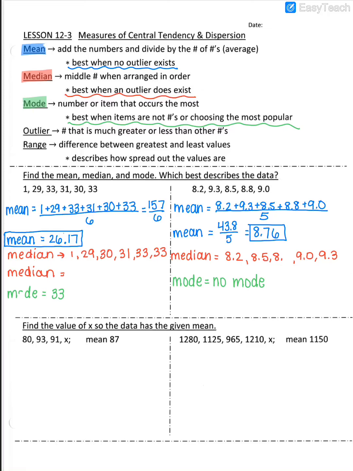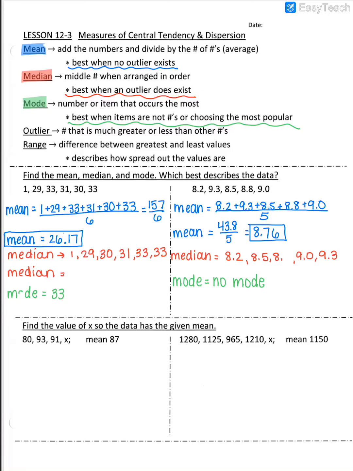And then we have the mode, which is the number or the item that occurs the most often. So we typically like to use this whenever our items that we're looking at, our data, is not measured in numbers, or when we're choosing the most popular. So for instance, if you went around and asked people what their favorite color was, and most of them said blue, that would be your mode, and that would probably be the best way to describe your data since you don't have numbers, so you can't find an average or a median.